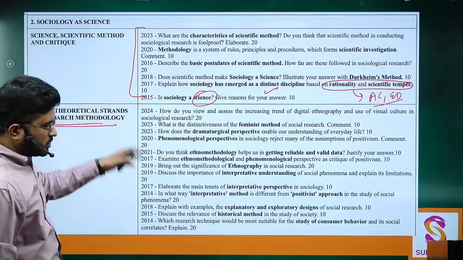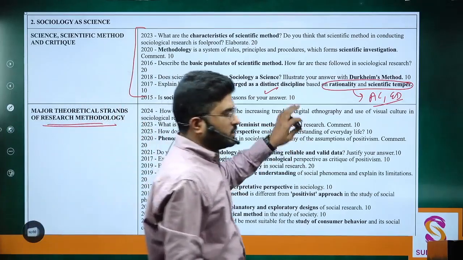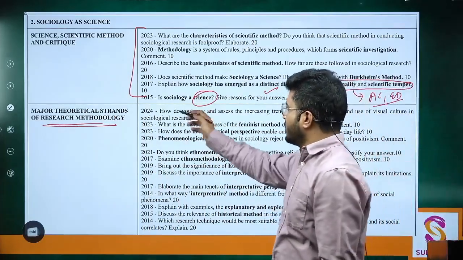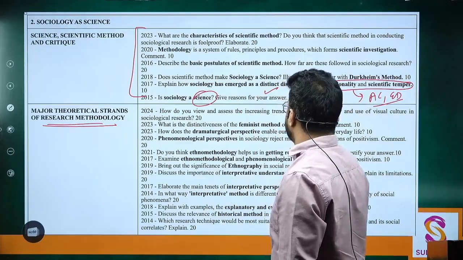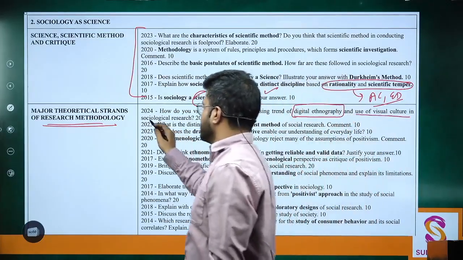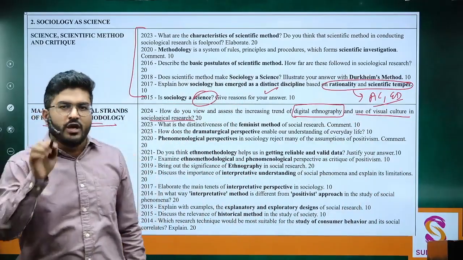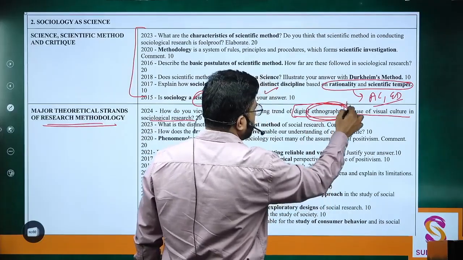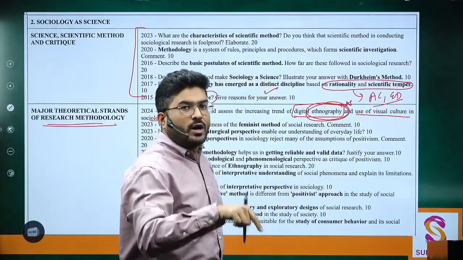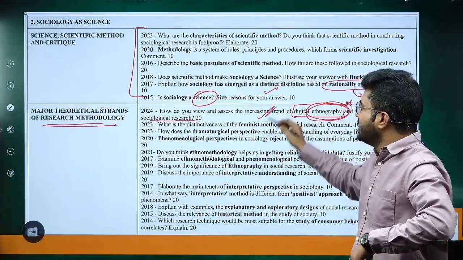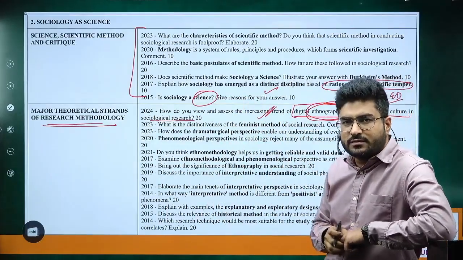So look at the questions first, then we'll try to highlight what kind of approach we need to cover this particular topic. The first question of 2024 is: how do you view and assess the increase of the trend of digital ethnography and the use of visual culture in sociological research? If we had known the meaning of ethnography and understood the contemporary relevance of ethnography, we could have easily written the answer for this question.